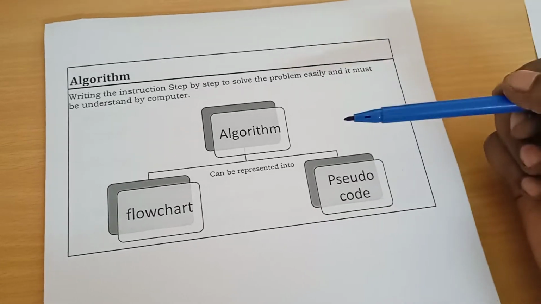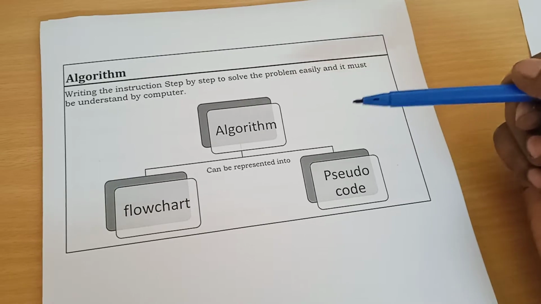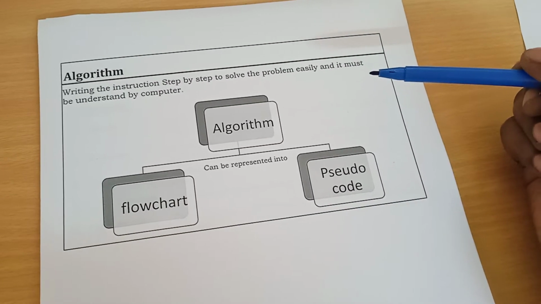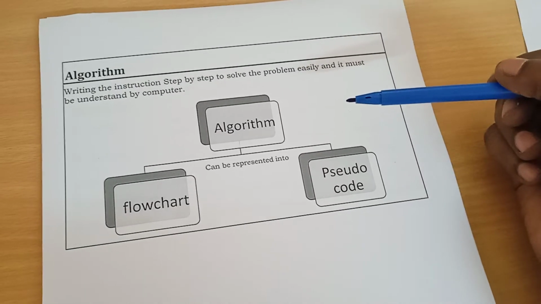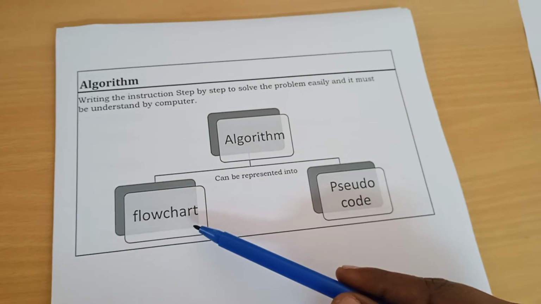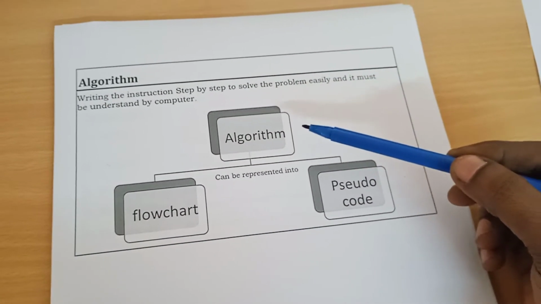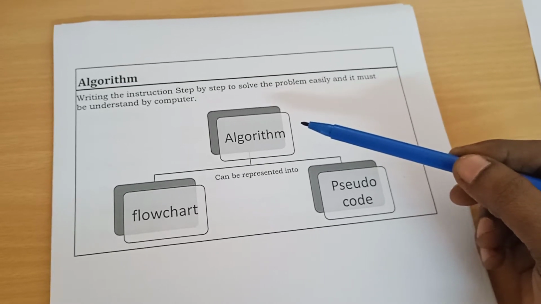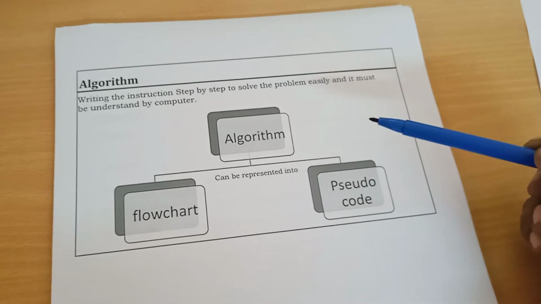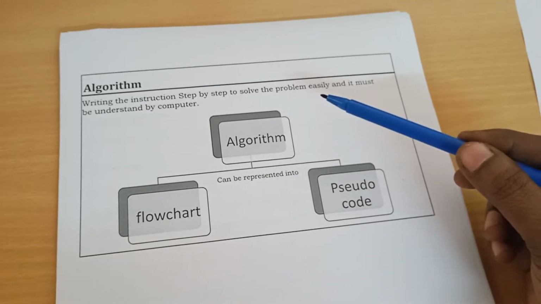Now, when we are writing a program, before we construct or build a program, it's a good practice to write an algorithm and a flowchart. Right? So now, what does algorithm mean? Whatever program we would like to write, the program will be written in a step by step process.